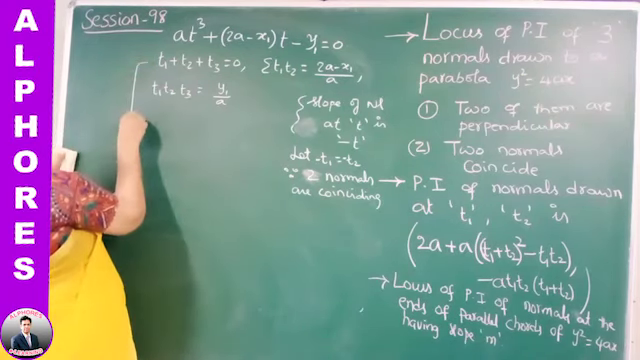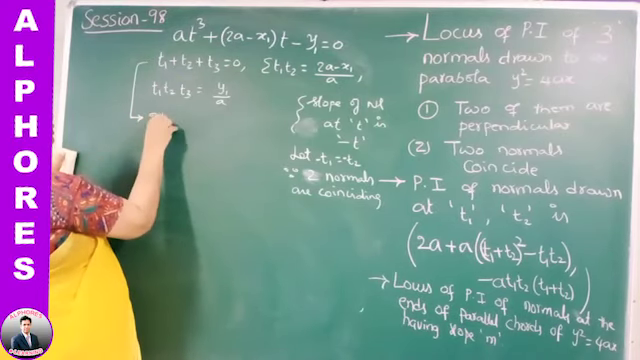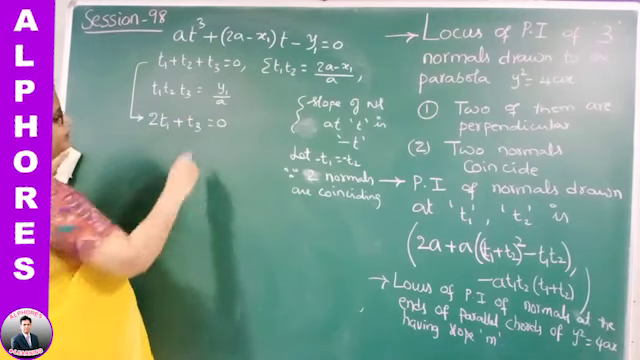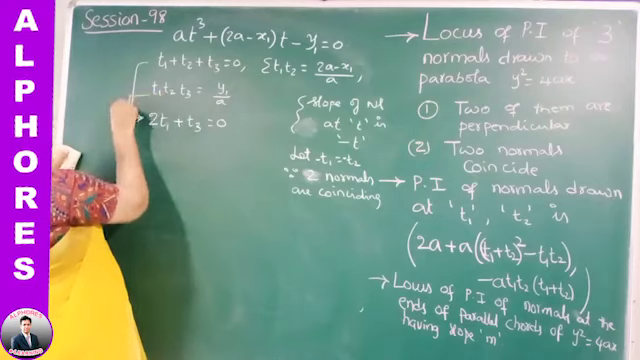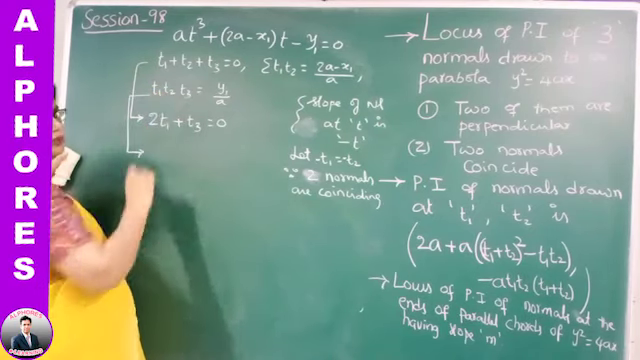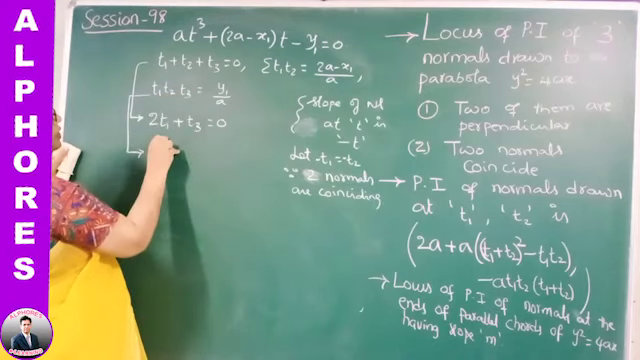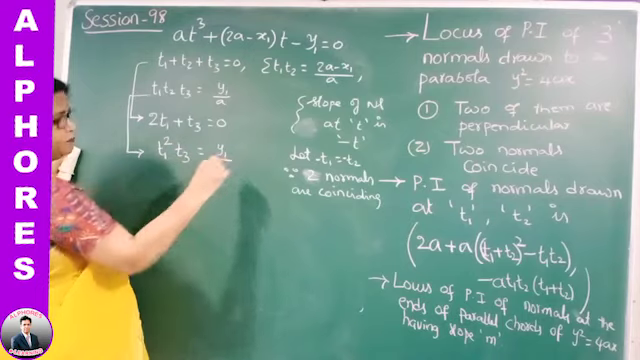Suppose I substitute here one of the values: T1 and T2 are the same, so 2T1 plus T3 equals 0, right? That implies T3 equals this. And again, if I take this equation with T1, T2, T3, this implies T1 into T1 again, T1 square T3 is Y1 divided by A.